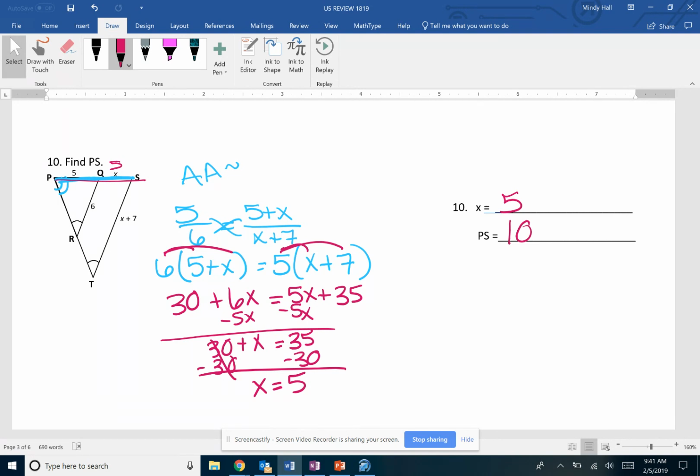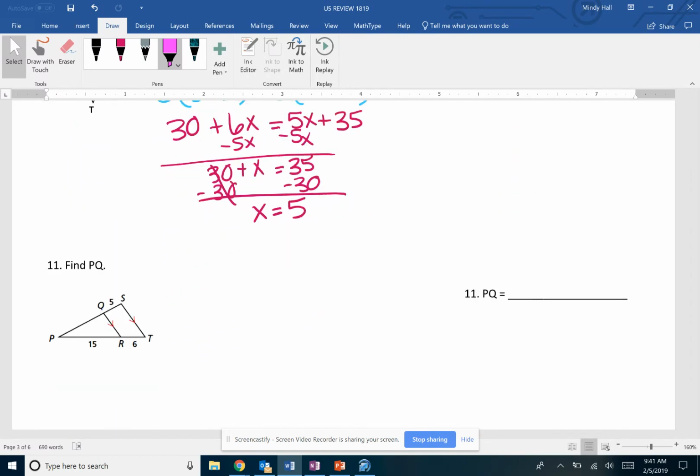Just make sure you're really careful with those because I've seen a lot of times people mess up right in here. Make sure that whenever you're setting up your proportion, it's the full side of the triangle, not just a partial side. That just kind of depends on the problem, so you'll just have to be aware of that.